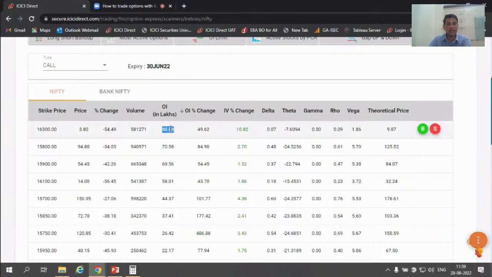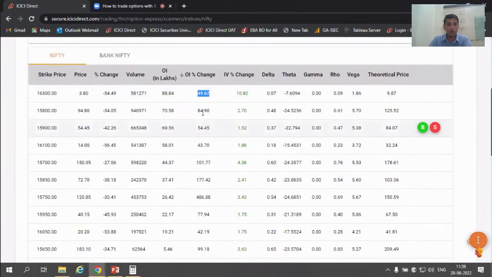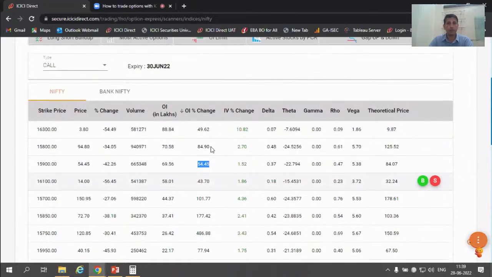As we progress towards the expiry, this open interest can increase or it can decrease. Now here it says open interest change. Here it is showing in positive. So this has increased by 49% from the previous day's close of the open interest. Today it has increased by 50%. This has increased by about 85%, 54%, and so on and so forth.